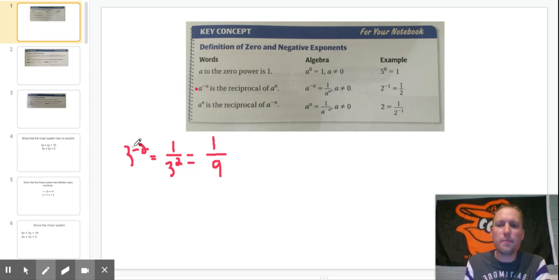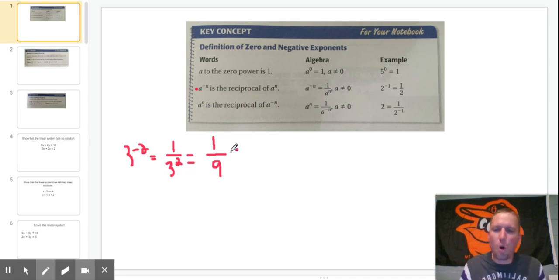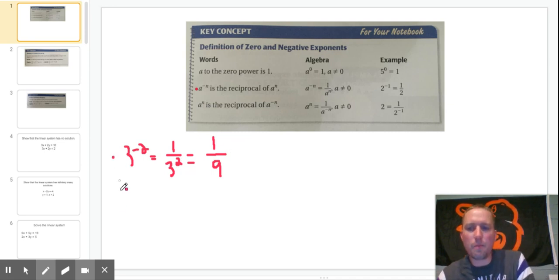So 3 to the power of negative 2 is the reciprocal. So you're going to flip it, and it'll be 1 over 3 to the power of 2, and you can go on to solve that. Okay, so that is example number 1.